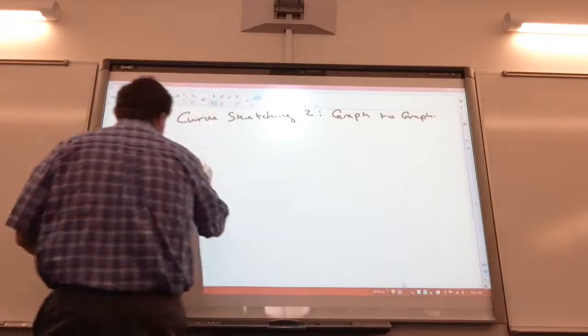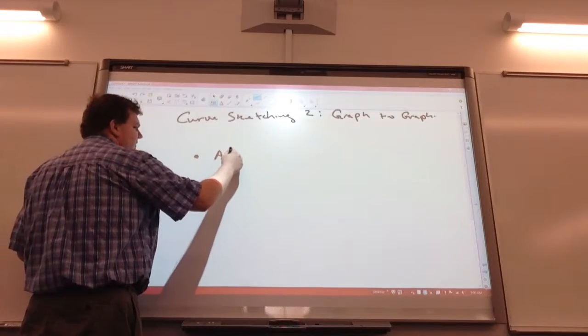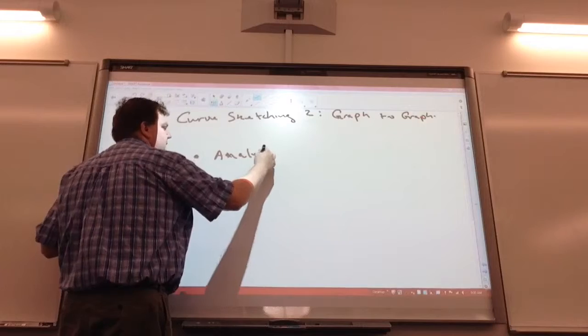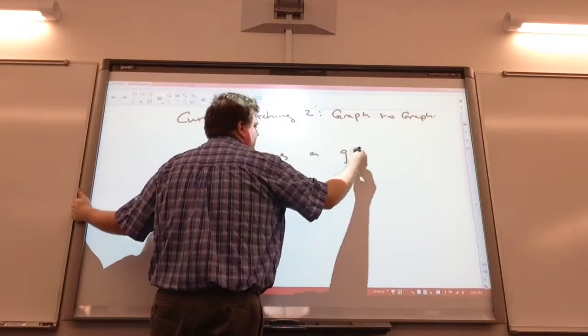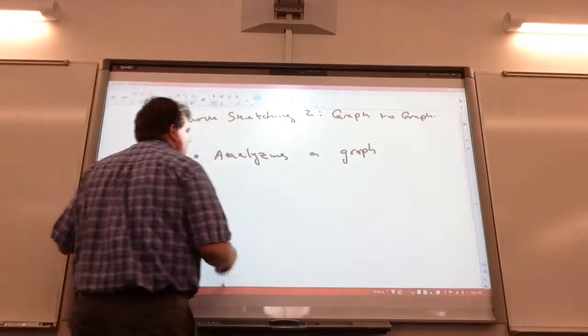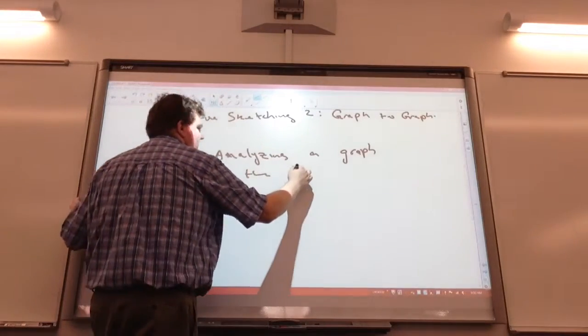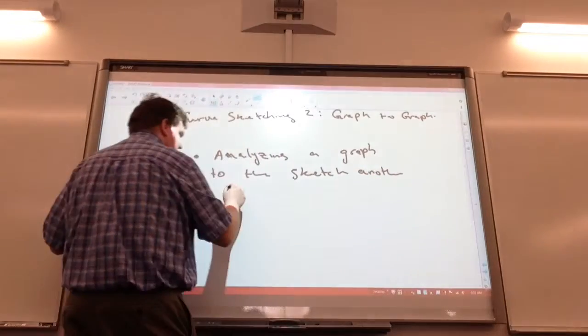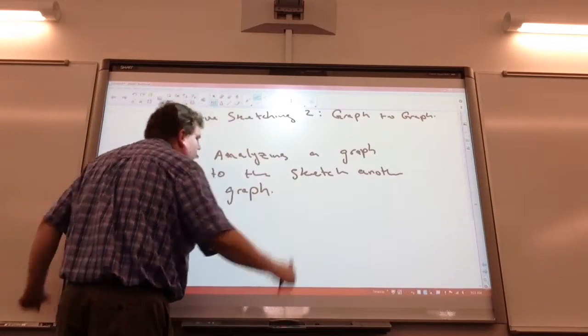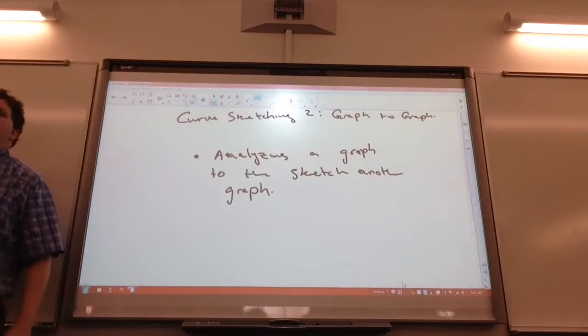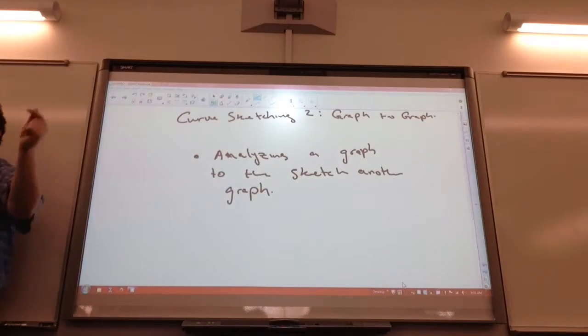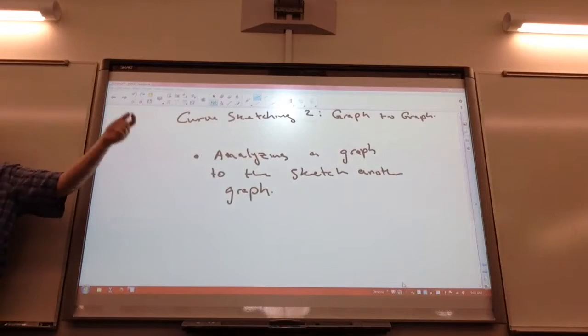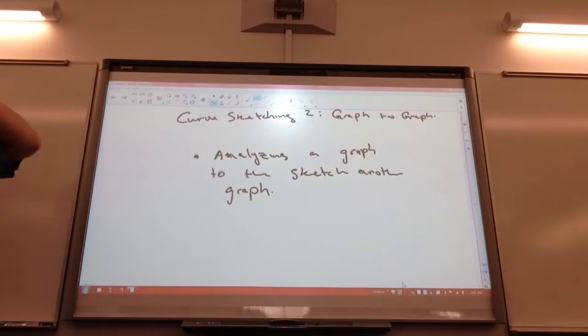So this is where you're essentially analyzing a graph to then sketch another graph, okay? We could go from first derivative to original graph. We can go from first derivative to second derivative. We can go from original graph to first derivative. We can go from original graph to second derivative, okay? So there's lots of different ways, and it all goes from knowing what the pieces mean.